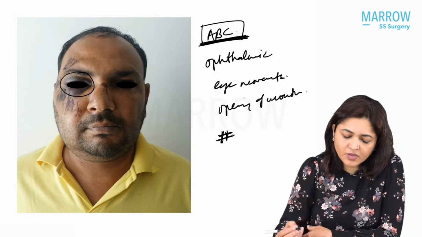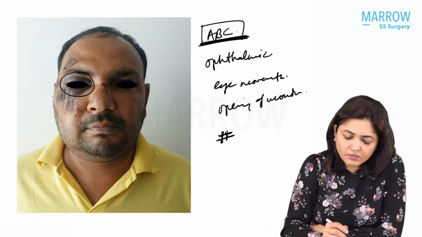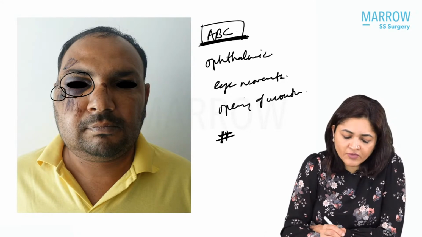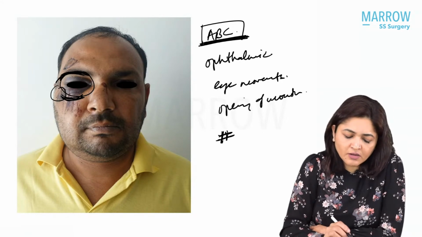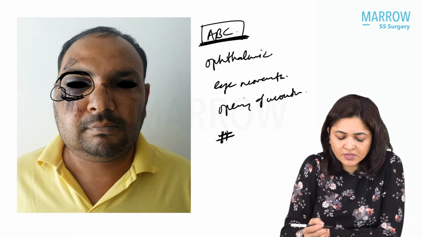What fractures can be present? You can have a tripod fracture here, you can have an infraorbital rim fracture here, you can have an orbital floor fracture here, and although uncommon, a superior orbital rim fracture. So all these are possibilities in this case.